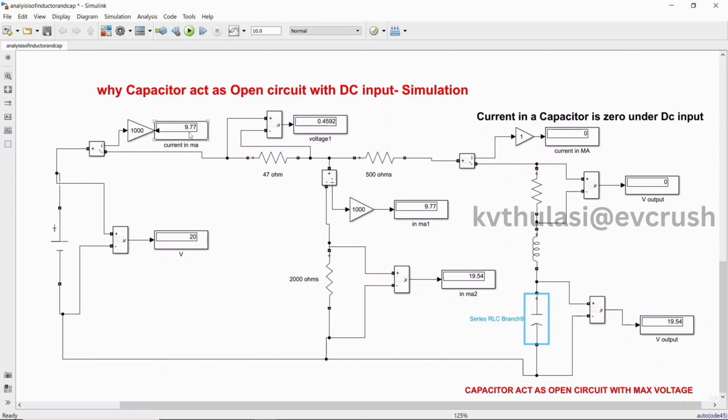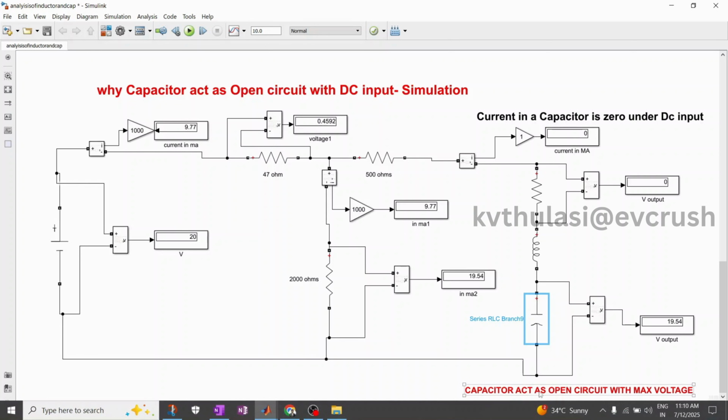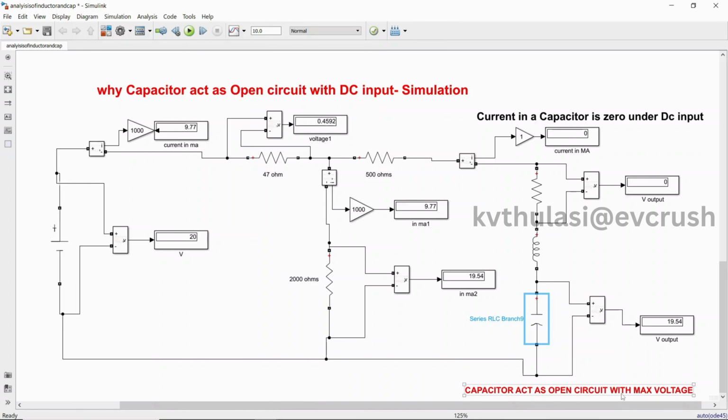Here 9.7 milliamperes I applied, this will flow in this branch, and the same 9.7 will flow. There's no current in this branch. That's why the current in the capacitor under steady state condition is 0. It is not allowing the current to flow. Automatically the current is 0, and the voltage available is equal to the source voltage. Now the capacitor acts like an open circuit, and the voltage across the capacitor is equal to the maximum voltage. That's why it is available across the parallel branch.